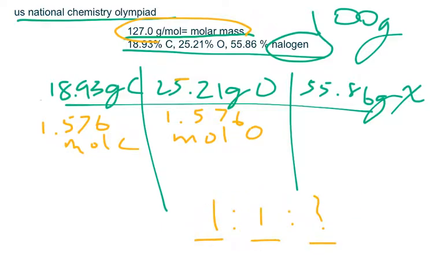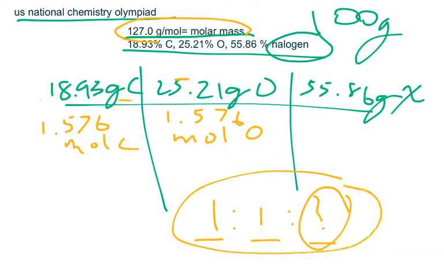So we can't have an atom that has a molar mass greater than 127 grams, because the molar mass of the entire compound, including the carbon and the oxygen, is already 127. So we have to look for a halogen that has a molar mass less than 127 grams per mole, and that's because this number has to be at least 1. So I'll explain that soon.